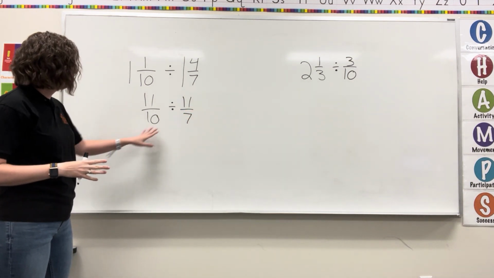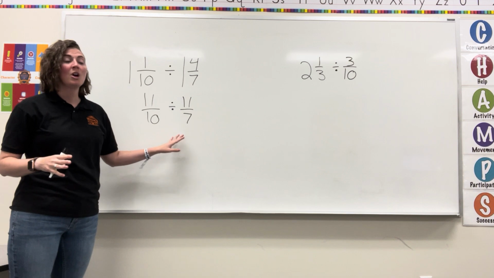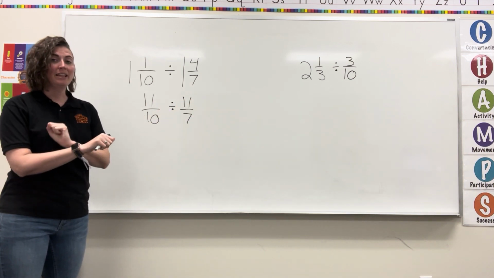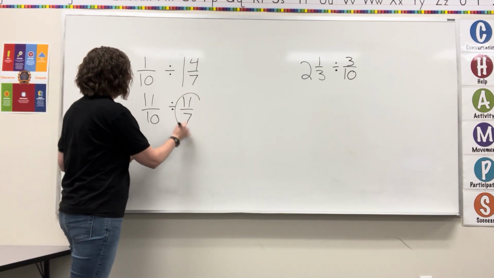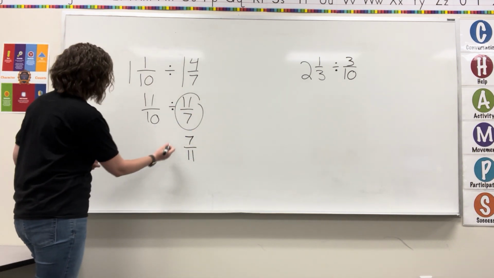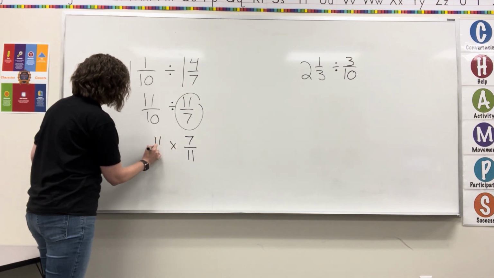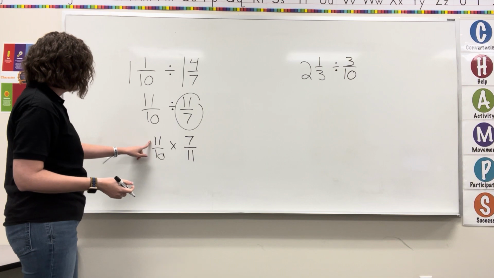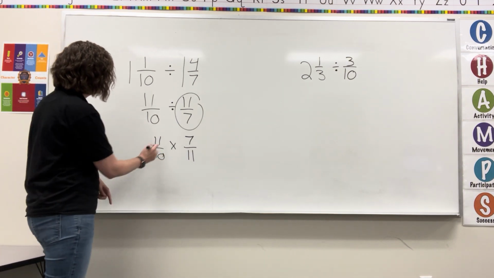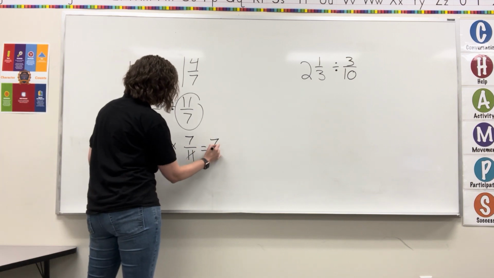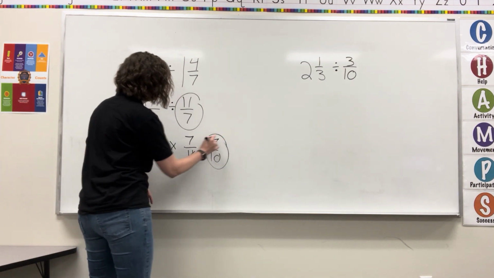Now that we have them in improper fraction form, we can take the second number, flip it, and then multiply it. So we're going to take it, flip it into its reciprocal, and then multiply it. Now we can see a pattern here. If we have these opposite 11s, those will cancel each other out, and we end up with 7/10.